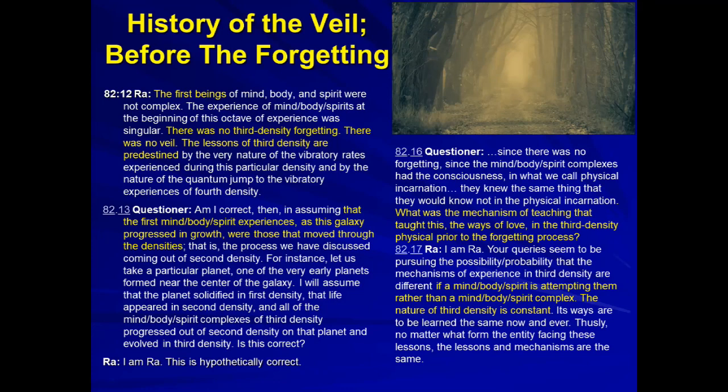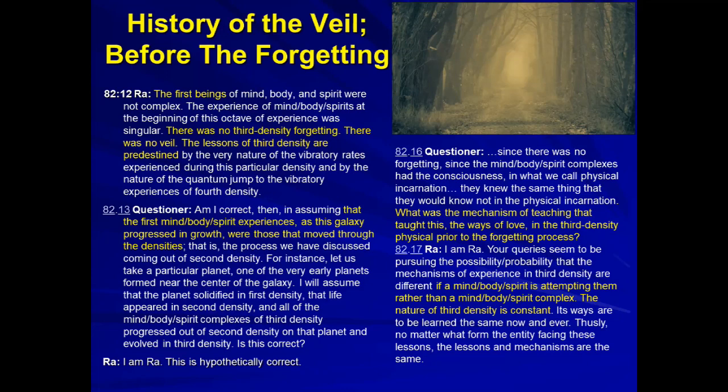No veil, predestined sort of lessons that you would take, and you just sort of wander through those as you liked. That is kind of what's implied here. So what happens in graduation is you change your vibratory rate. And that's what he's referring to here: the nature of the vibratory rates experienced during that particular density, and by the nature of the jump to the fourth density vibratory rate. There were some problems, though, with that original setup. So in our octave, he's saying, it's how it was originally designed.